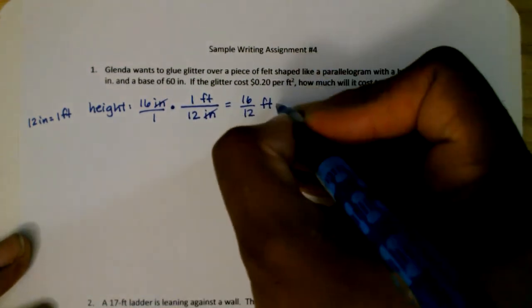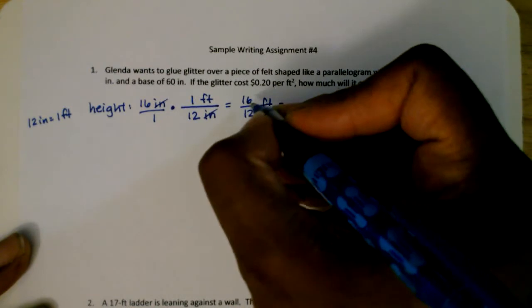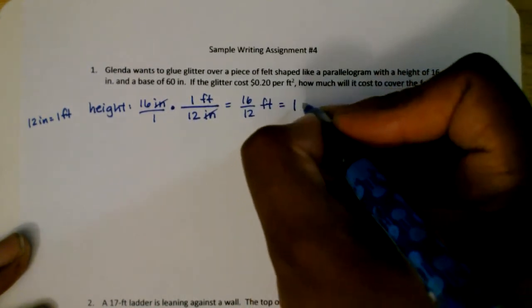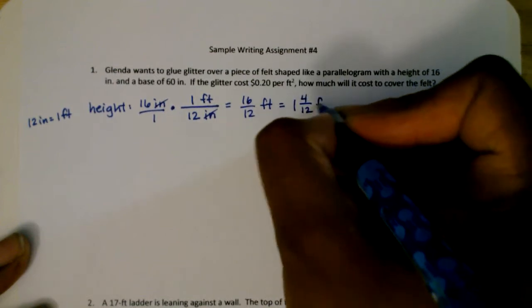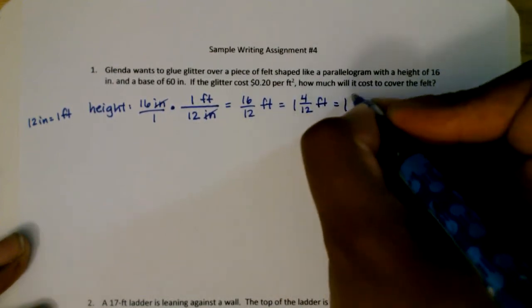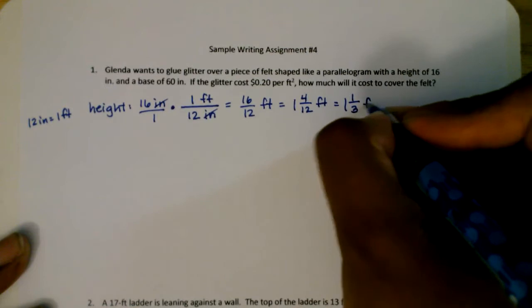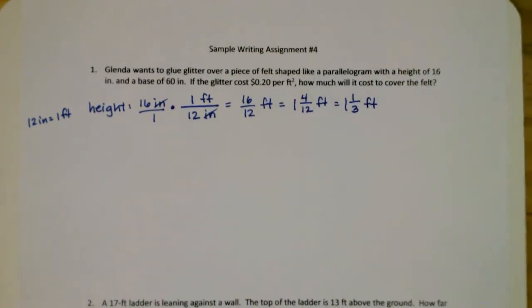And if you want to, you can convert that to a fraction. I'll divide 12 into 16. That will go 1 time with 4 left over. So it'll be 1 4/12 of a foot. And then reduce that, it'll be 1 1/3 feet. So the height would be 1 1/3 feet.